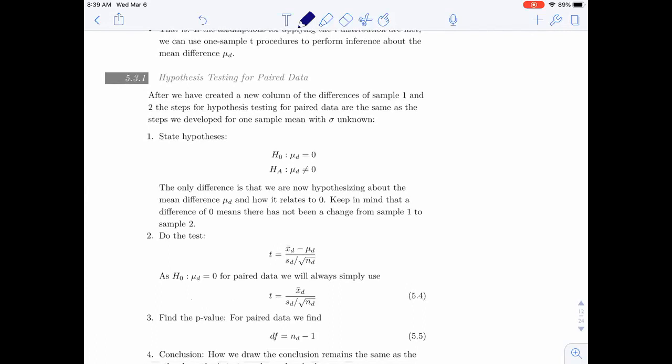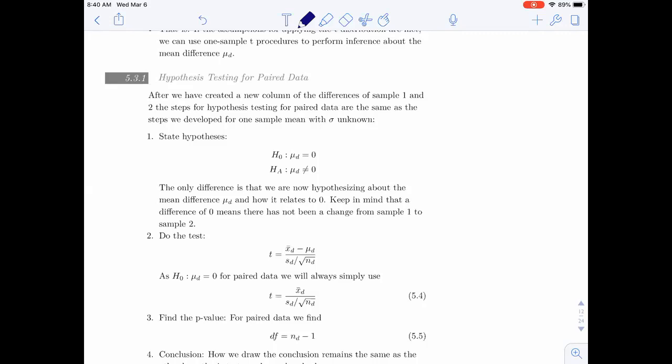What's nice is once you've decided that you have paired data or matched pairs, this is your null and alternative hypothesis. The only thing that could change is the sign in the alternative hypothesis. And so that's kind of nice, right? Because now the only difference is that we're hypothesizing about the mu subscript d for the differences. But mu is equal to 0.